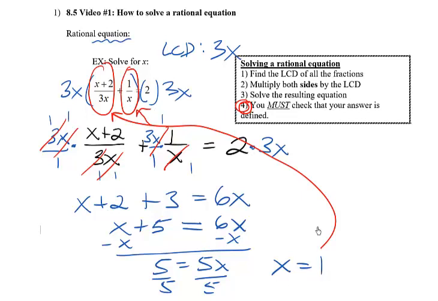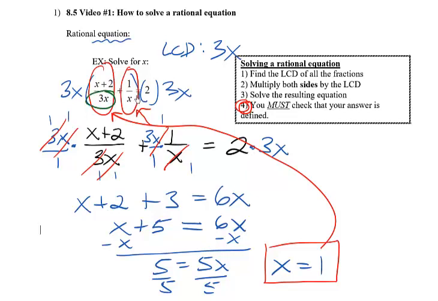So let's try that out. If I plug 1 in, it's just the bottoms I'm worrying about. 3 times 1 is 3, no problem. If I plug 1 in here, I just get 1, no problem. Then I can go ahead and put a box around my answer. The answer is x equals 1. If 1 was a bad x, I'd have to throw it out and say, sorry, there's just no solution to this equation.